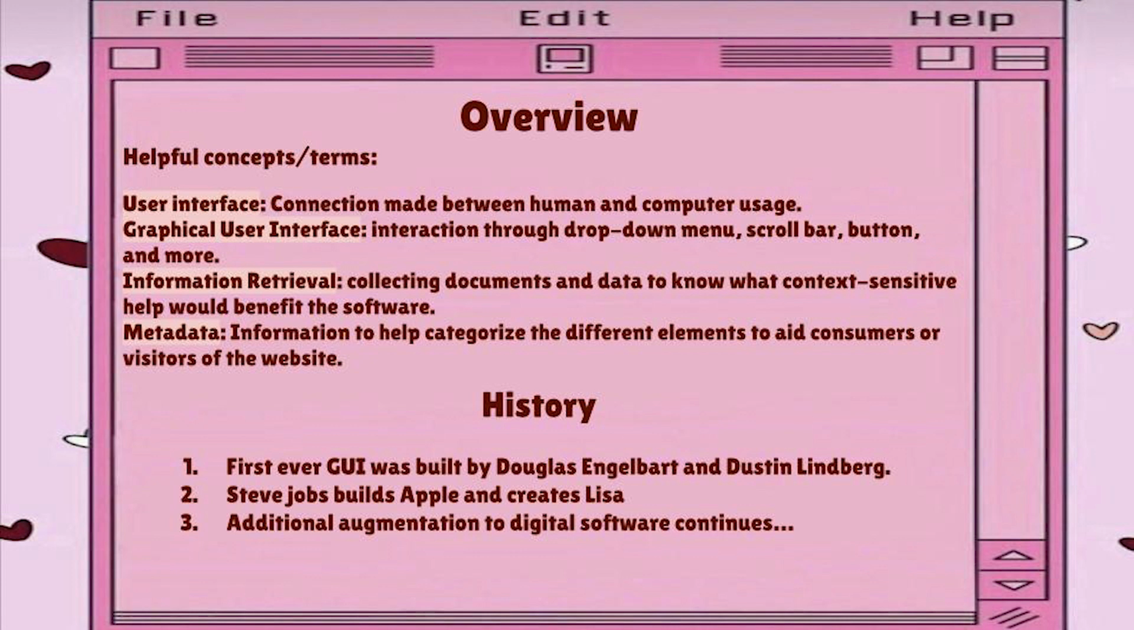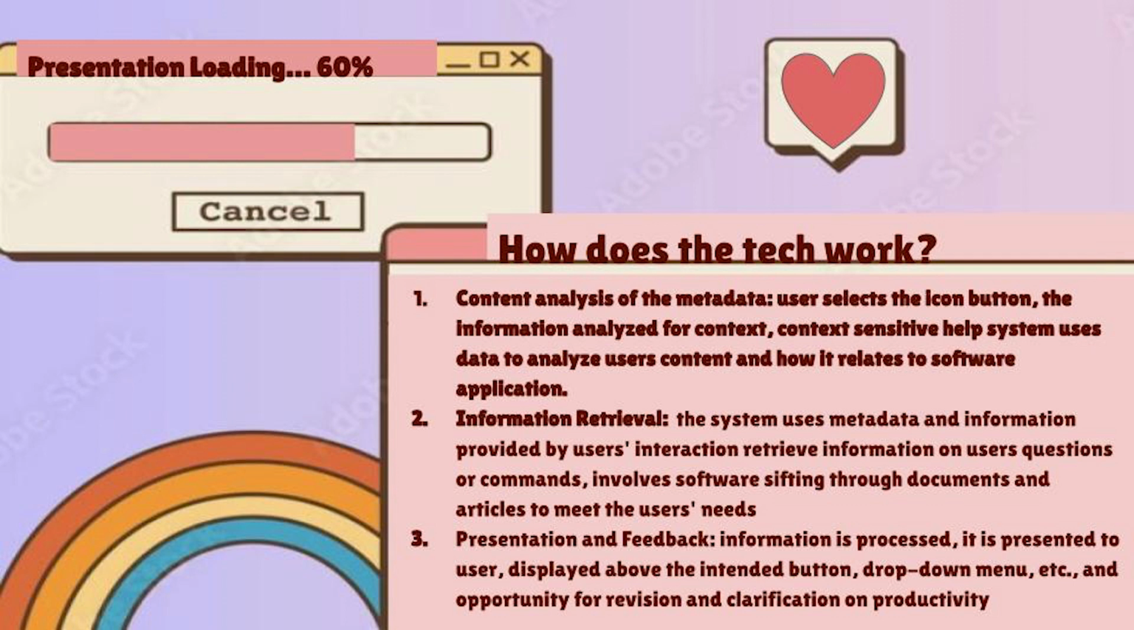As for the history, the first ever GUI software system was known as the Alto and was developed by Douglas Engelbart and Dustin Lindberg. It gave Steve Jobs the foundation to create the Macintosh project and eventually build Apple. He built the first GUI computer sold commercially in 1983. During the 1990s, there was a surge in the use of desktops, and with it came small adjustments and augmentations to the software. It has since only made more progression, such as involvement of third-party software, protected memory, and, of course, context-sensitive help. Let's talk about how the tech works in 3 steps.